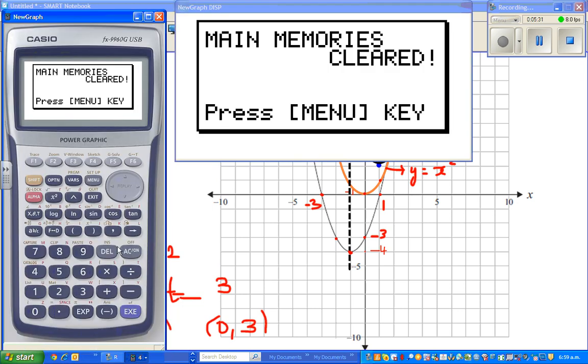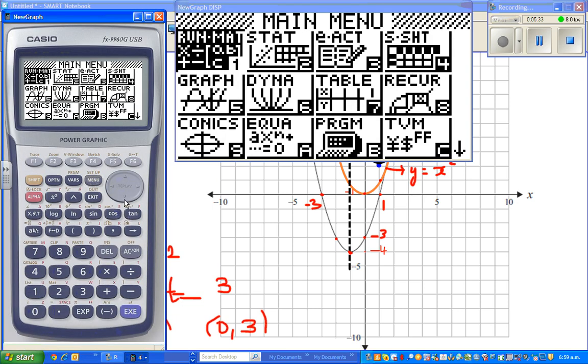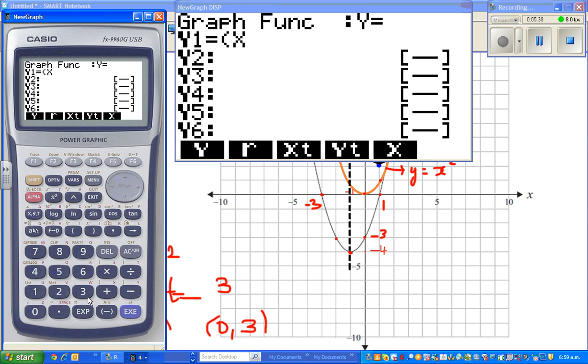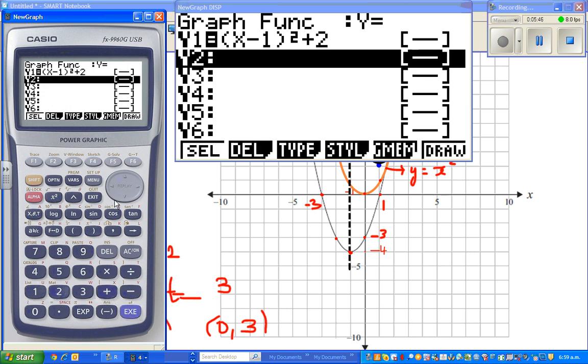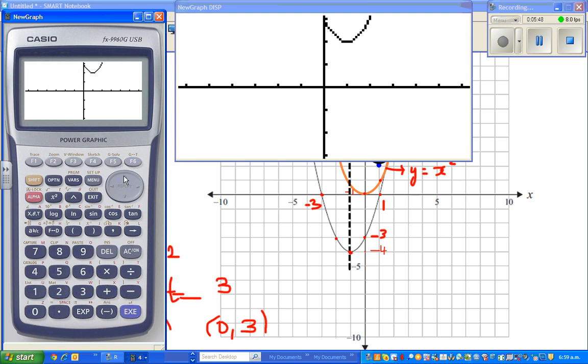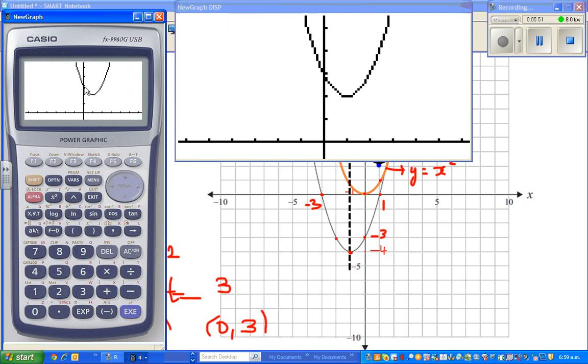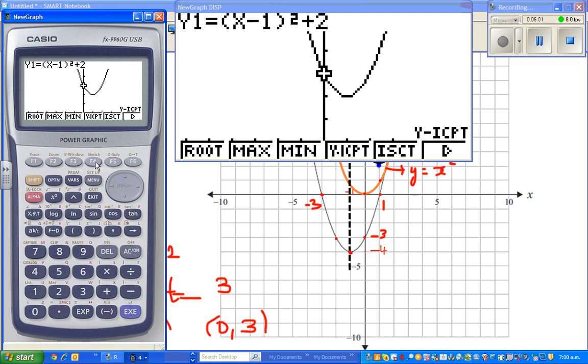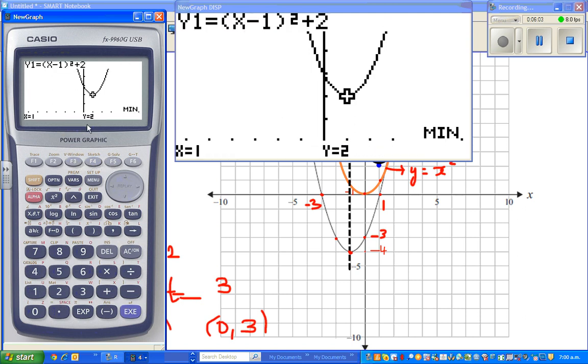This is my graphic calculator. I'll go to graph, and the equation that I wrote was: x has moved 1 to the right, so (x minus 1) squared, and we've gone 2 up. Then graph it. We'll confirm the vertex and the y-intercept. The y-intercept is (0, 3), that's what we wrote. And let's confirm the vertex. You go minimum, it's (1, 2). So this is how you can confirm what you have done is right.